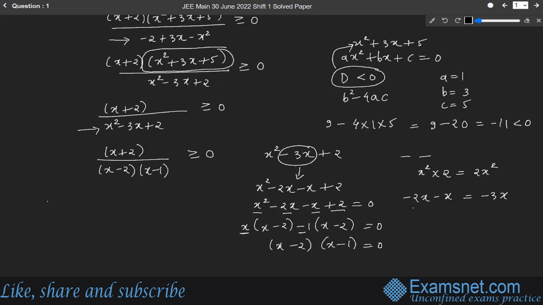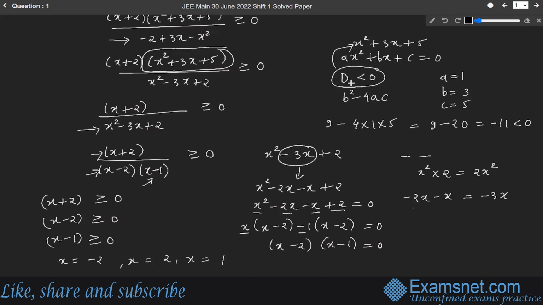Okay. So here x plus 2 is greater than or equal to 0, x minus 2 is greater than or equal to 0, and x minus 1 is greater than or equal to 0. You can see that we have three different terms. So from these three terms, we get three values of x. What are the three values? x will be equal to minus 2, x will be equal to plus 2 and x will be equal to plus 1.